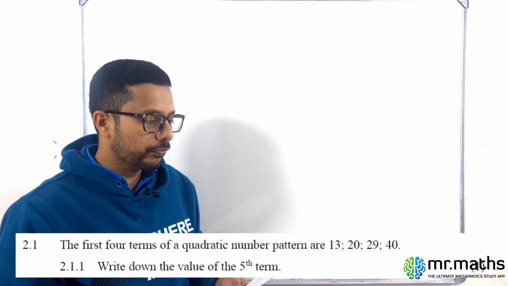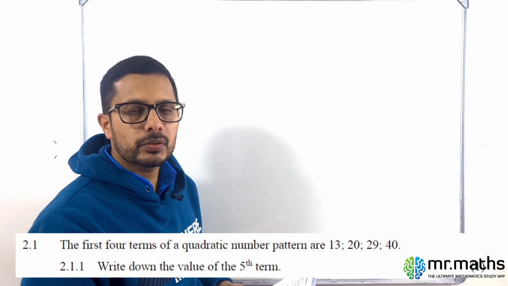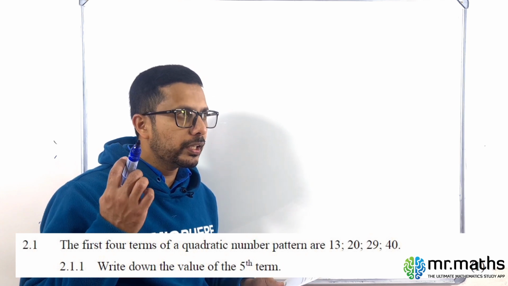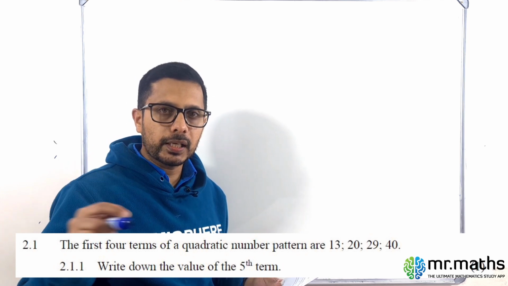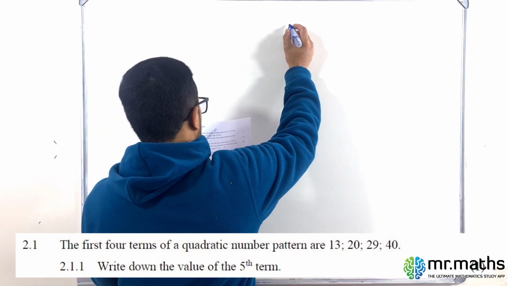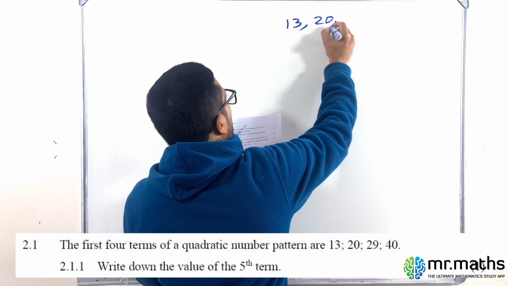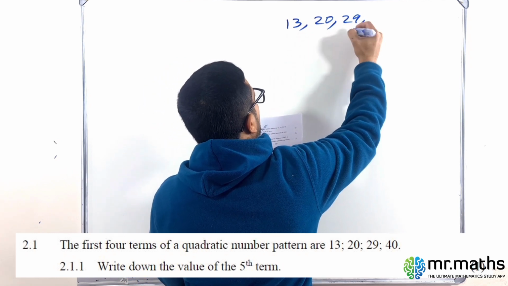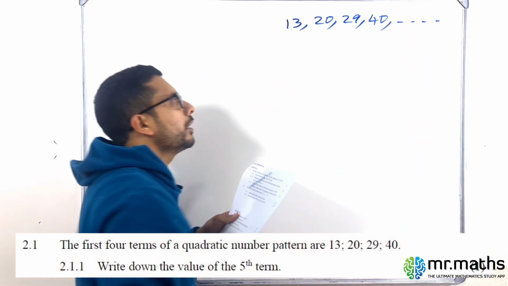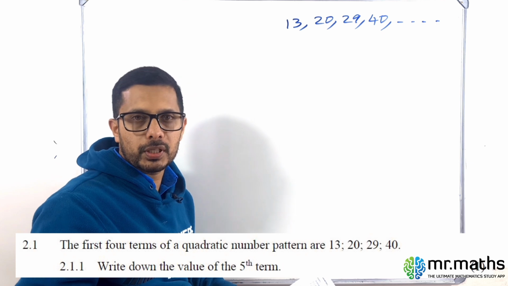2.1. The first four terms of a quadratic number pattern. So it is given that this one is a quadratic number pattern. So if it is a quadratic number pattern, immediately in your mind, I can find a second difference. Am I right? Okay. Anyway, let's see what are the numbers. 13, 20, 29, 40, etc. So it is given that this one is a quadratic number pattern. So let's try to find the first difference and second difference.